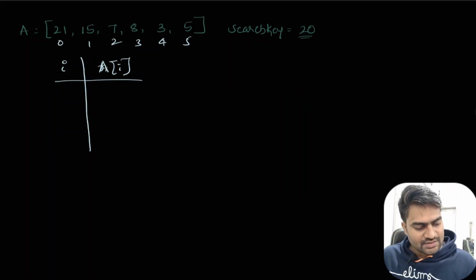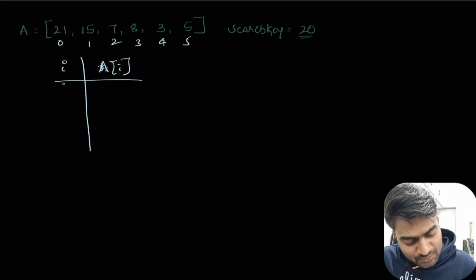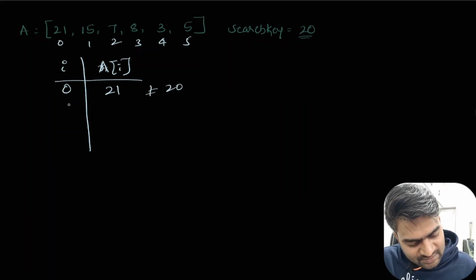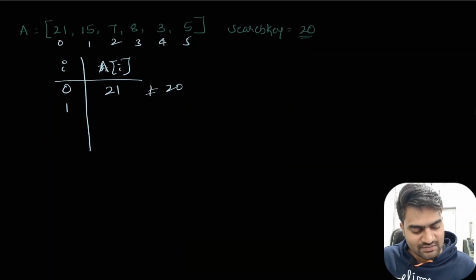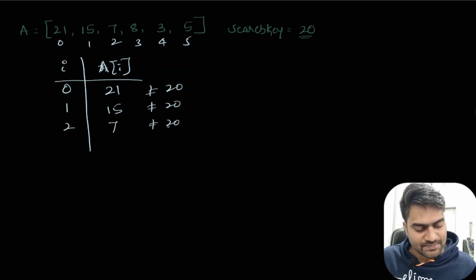Okay. So let our array start from 0, or our for loop starts from 0. So a of I is 21. It is not equal to 20. So next it will increment I. So I will be 1 now. My a of I will be 15. It is again not equal to 20. So again I will be incremented. It will be 2, and a of I will be 7. Again it is not equal to 20.